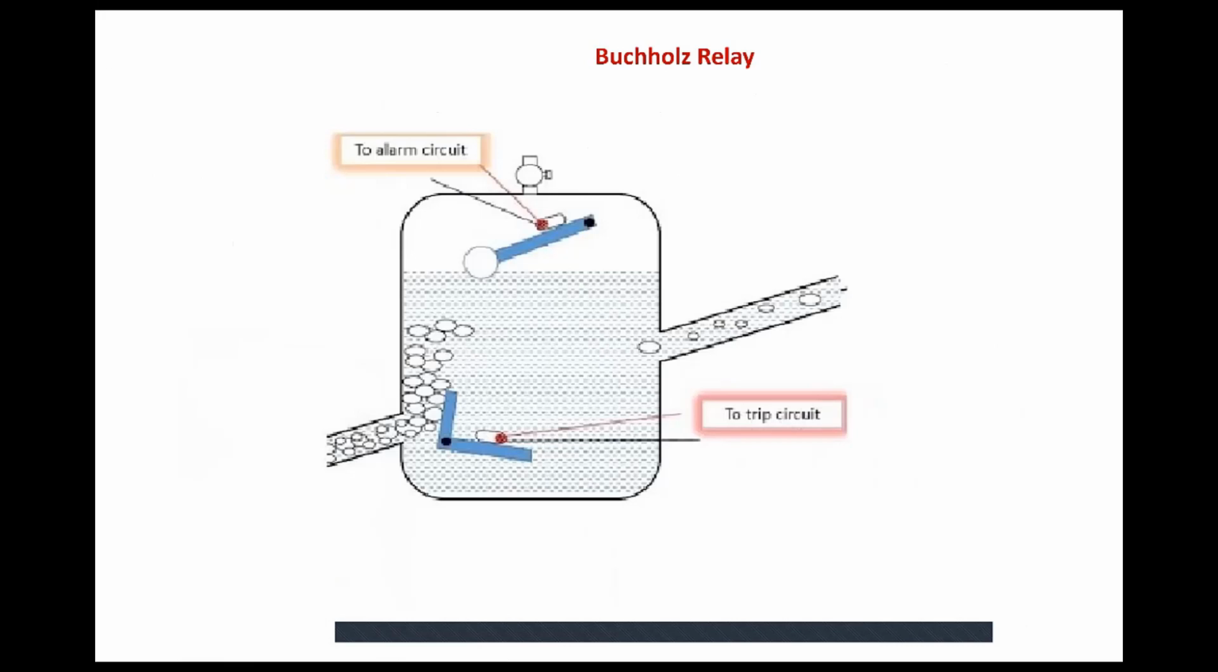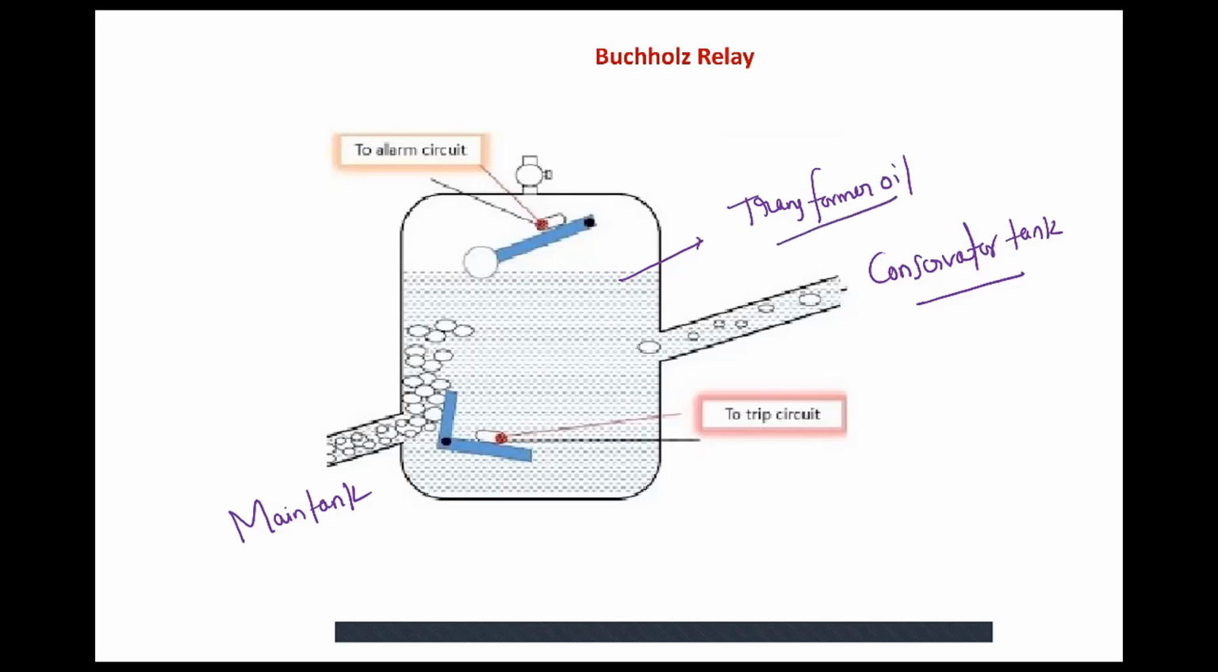Now, this is the main tank, the pipe that is connected to the main tank. This is to the conservator tank, and it is also filled with transformer oil. Transformer oil is a highly refined mineral oil. Okay.